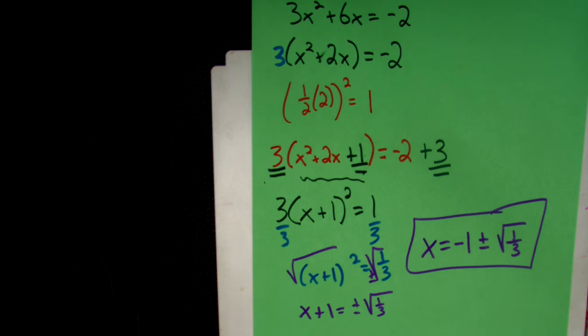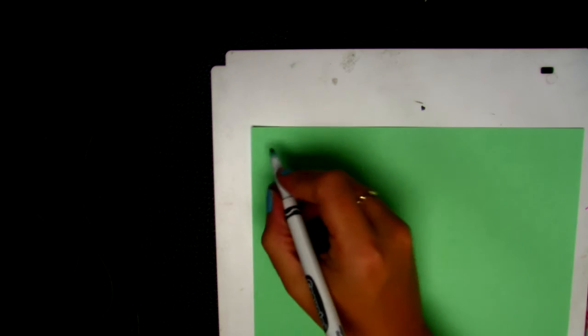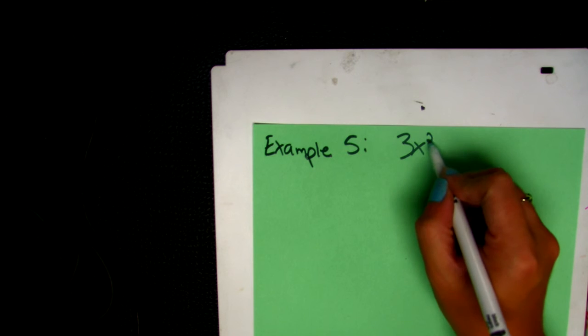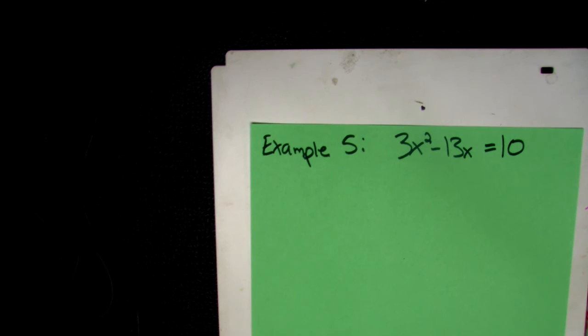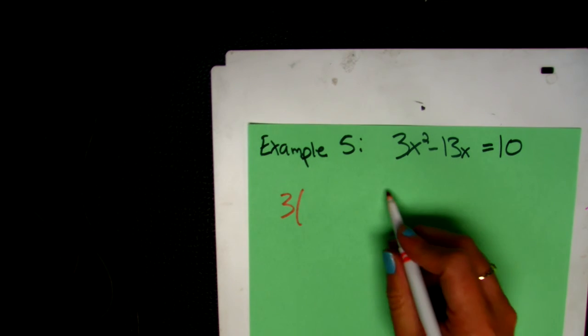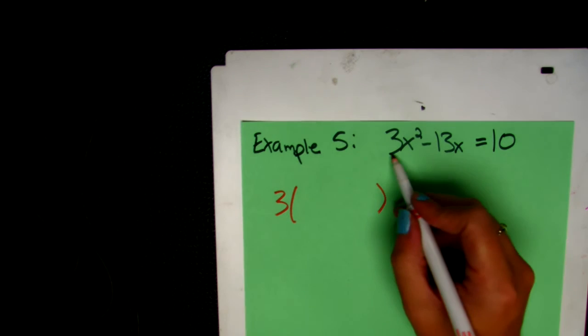I'm going to do one more example, and then we'll be done. Example 5. We have 3x squared minus 13x equals 10. So now we've already moved our c value over, so that's good. I do need to factor out a 3, right? So I need to factor out a 3. So remember, when you're factoring out a 3, you're really dividing both coefficients by 3, right?